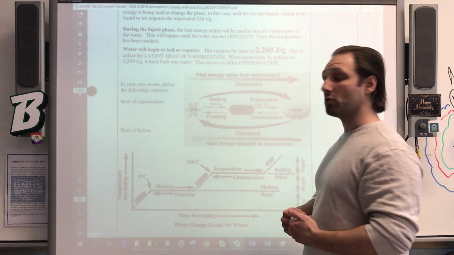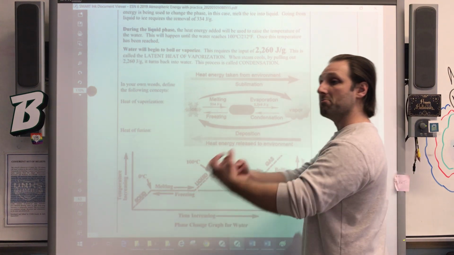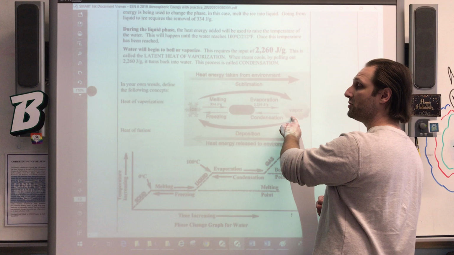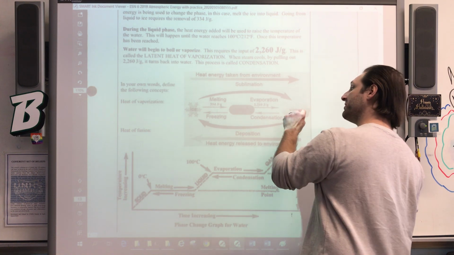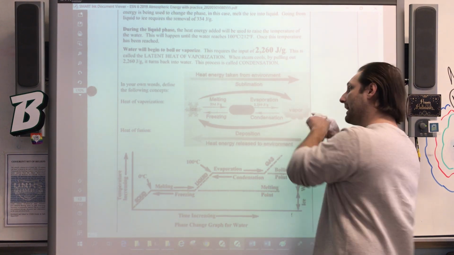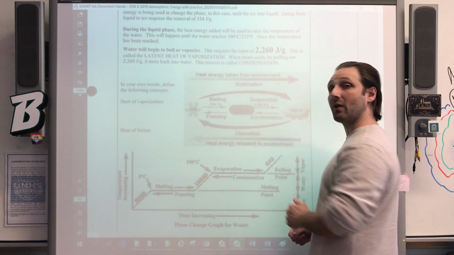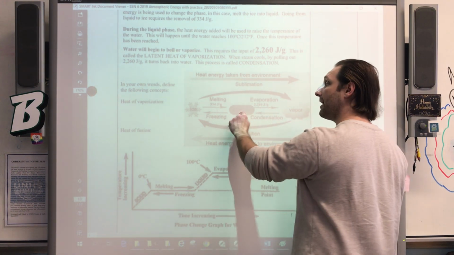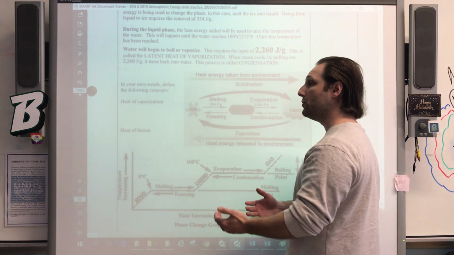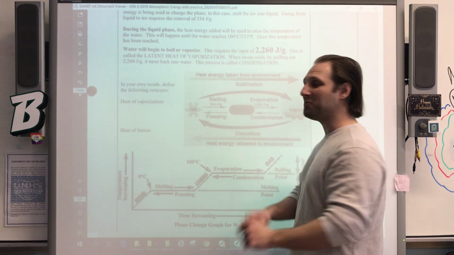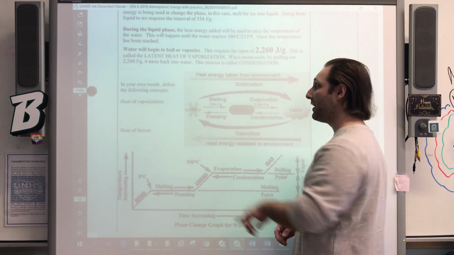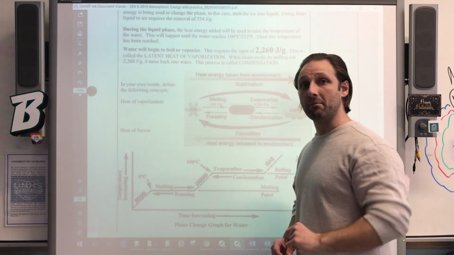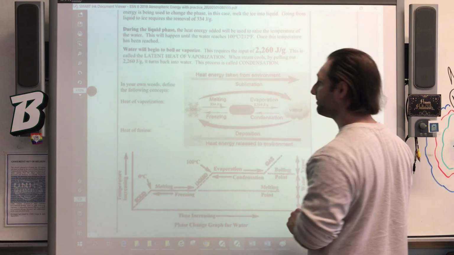The opposite is true. If we are going to remove that heat, so if we remove 2,260 joules from 1 gram of water vapor, it will condense to 1 gram of liquid. Continue that sequence. If we take that 1 gram of liquid and we remove 334 joules per gram, we will take that 1 gram of liquid and freeze it into 1 gram of solid water ice.